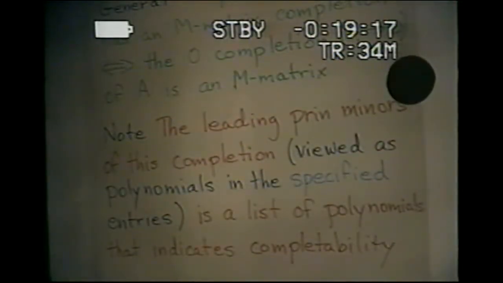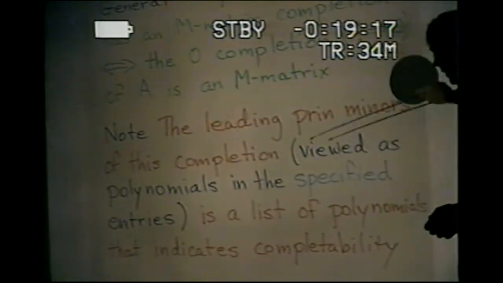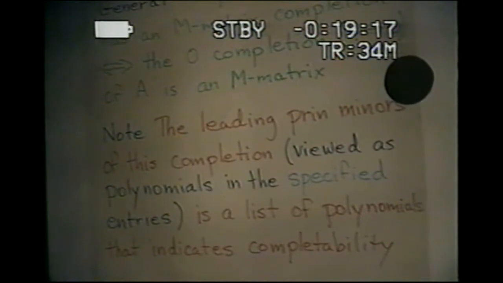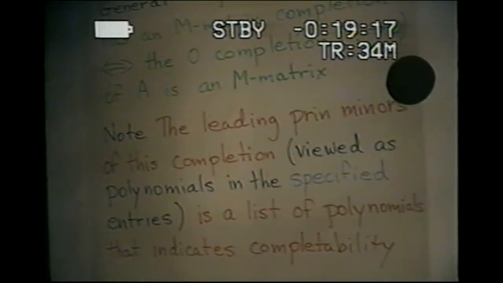Again, M matrices have the property that as long as I have this zero completion, then the leading principal minors I can view as polynomials in the specified entries. And I need all of those polynomials to be positive. So this is a realization of what I said about real polynomially describable in the beginning. The conditions for an M matrix completion are just that the polynomials that I got in this way all be positive, and those are polynomials in the specified entries.